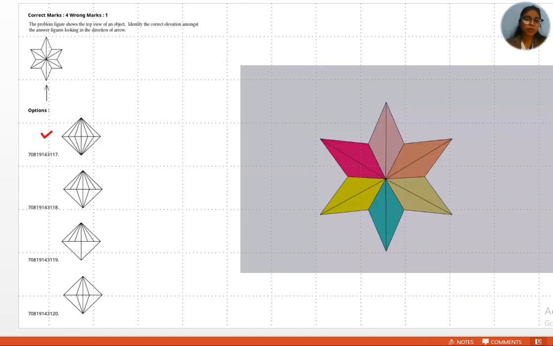Next question figure. The problem figure shows the top view of an object, and you have to identify the correct elevation amongst the answer figures, looking in the direction of the arrow. Okay, the top view is given to you, and you have to look in the direction of the arrow.